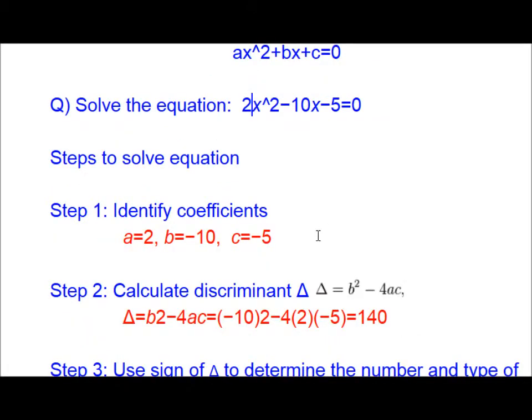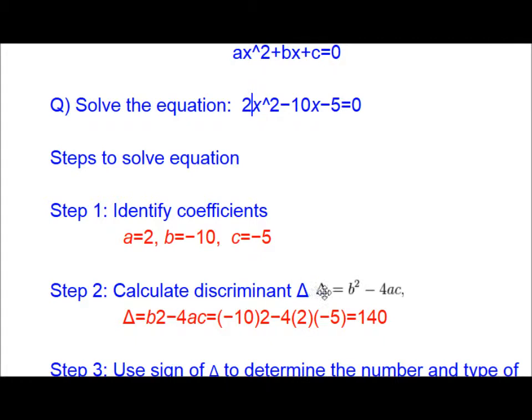Step 1 to solve is to identify the coefficients. A is the coefficient of x square, B is the coefficient of x, and C is the coefficient of the last item. Identifying the coefficients, A in this equation is 2, B is minus 10, and C is minus 5.